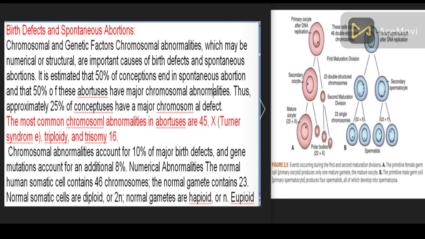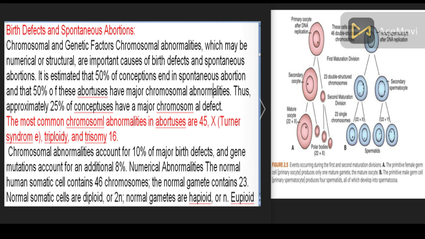The most common chromosomal abnormalities in abortuses are 45,X (Turner syndrome), triploidy, and trisomy 16. Chromosomal abnormalities account for 10% of major birth defects, and gene mutations account for an additional 8%. Numerical abnormalities. The normal human somatic cell contains 46 chromosomes; the normal gamete contains 23.